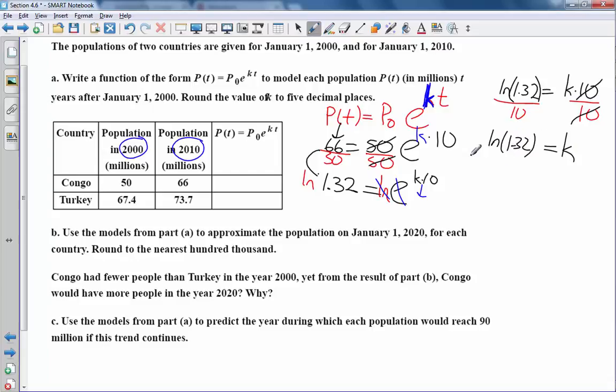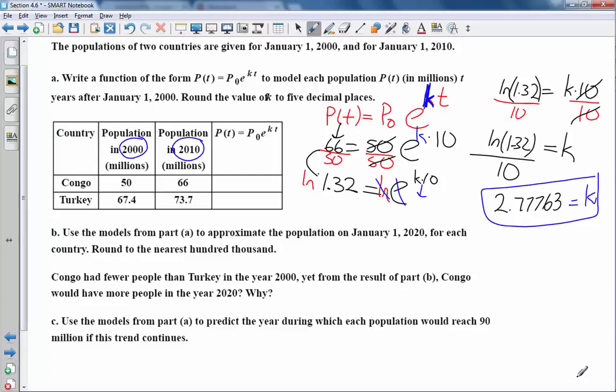We need to round it off to 5 decimal places now. Say it if you have the number. Anyone? 2.7. Up to 5 decimal places though. 2.7763. And give me one more. 1. So you drop this because it's closer to 0. So we are good. That's our K. This is the growth rate for Congo.